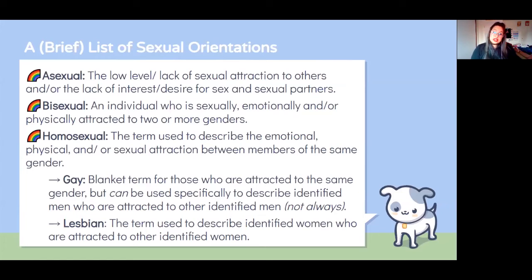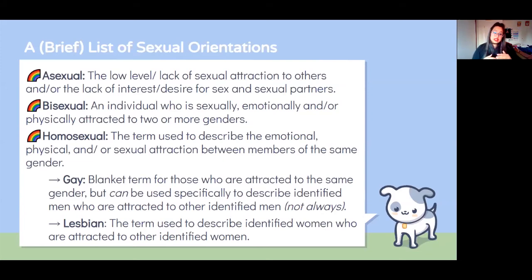Now we have bisexual, which is a person who is attracted to two or more genders. Contrary to popular belief, the prefix bi actually means two or more. And now we have homosexual, which is someone who is attracted to someone of the same gender.